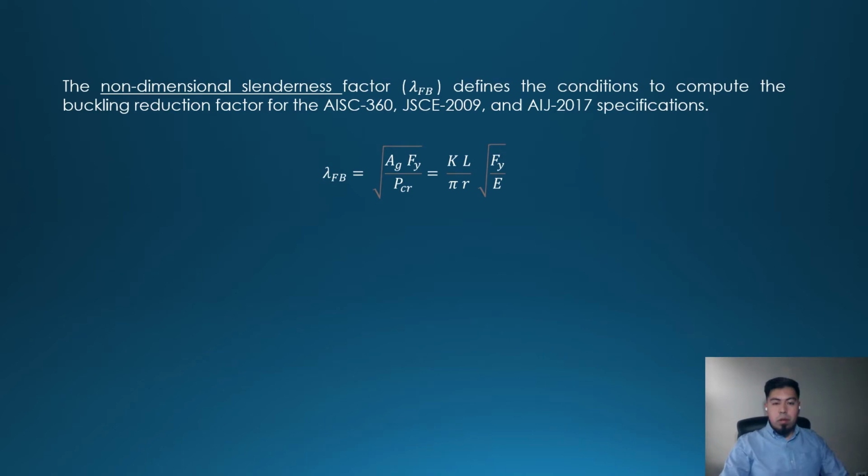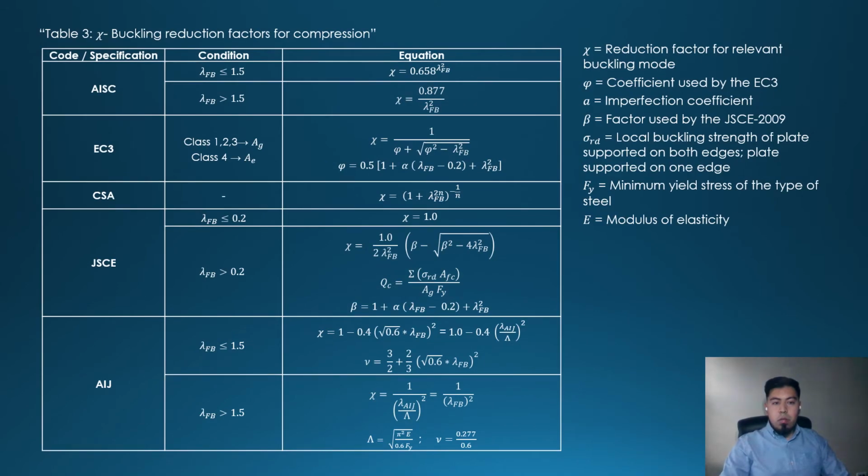Well, all the reduction factors are based on the non-dimensional slenderness factor. In this table, I provide the buckling reduction factor for compression. And as you can see, they have different conditions, and all the conditions are a function of the slenderness factor. Following these equations, you will easily get the buckling reduction factor for different cases.